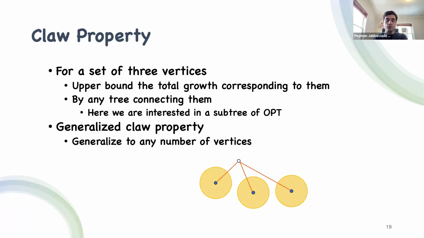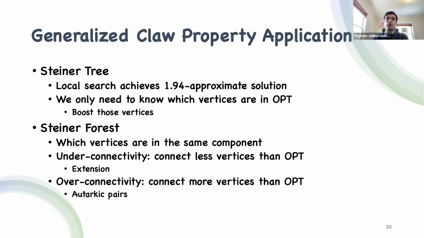And here we are mostly interested in a tree that is a subtree of the optimal solution, I mean, the way that the optimal solution is connecting them. And then we prove it, we have this generalized club property that generalizes this property for any number of vertices, not just three vertices. And using this generalized club property, we showed that the local search achieves a 1.94 approximation factor for the Steiner tree.